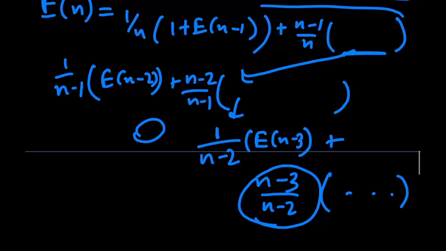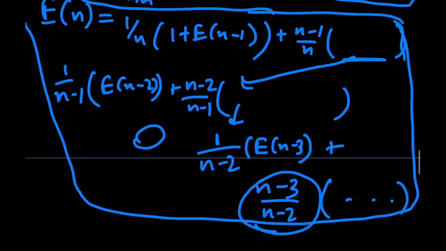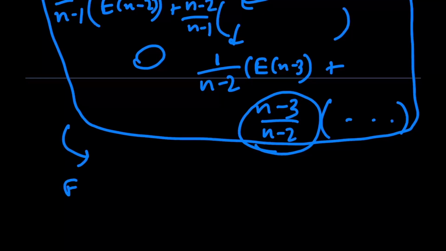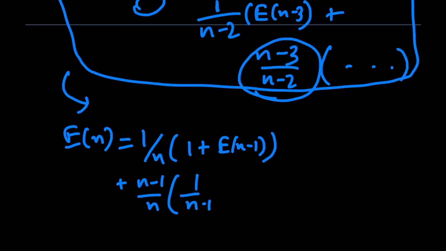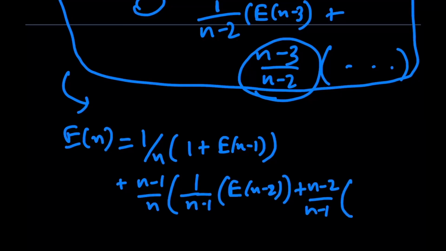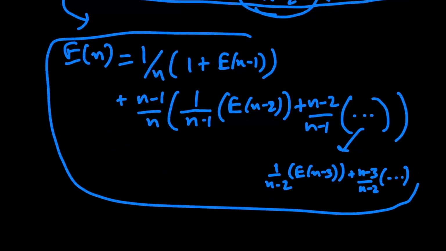And if we simplify this formula over here, we see the recursive nature of this formula. So effectively what's happening is e of n is equal to 1 by n, 1 plus e of n minus 1, plus n minus 1 upon n, 1 upon n minus 1, e of n minus 2, plus n minus 2 upon n minus 1, and it keeps on going on. So here, this is what we're looking at.